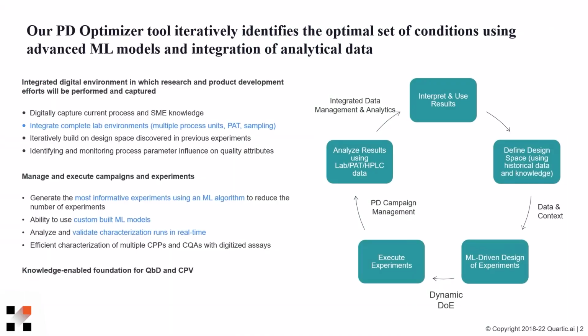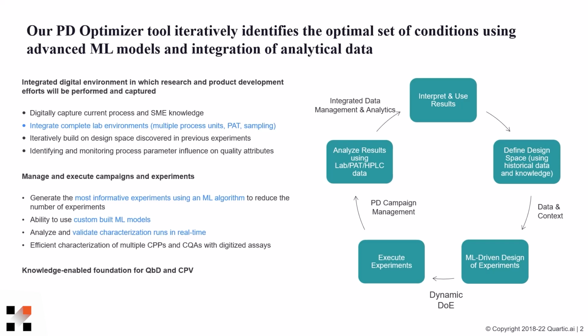Today, I'm going to show you Quartic AI's process development optimization application and how it combines machine learning with subject matter expertise to efficiently explore the design and operation space while continuously recommending experimental settings. This results in determining optimal recipes in far fewer runs than traditional methods.